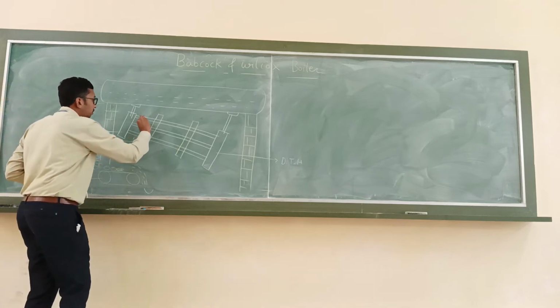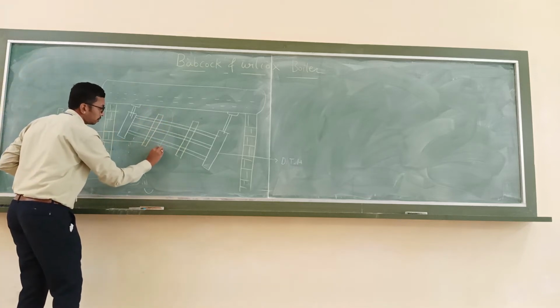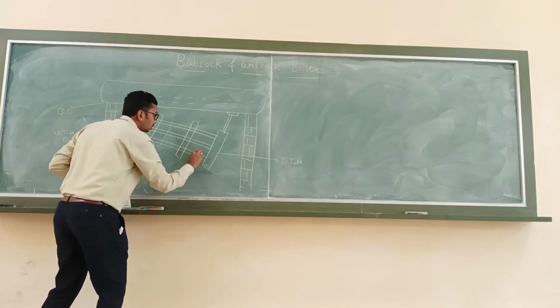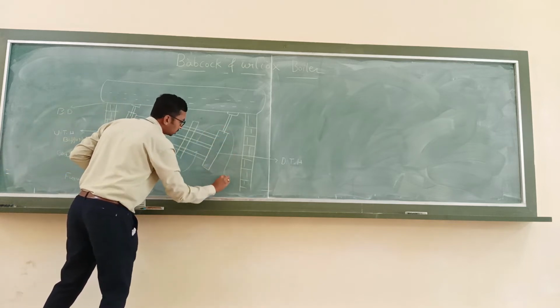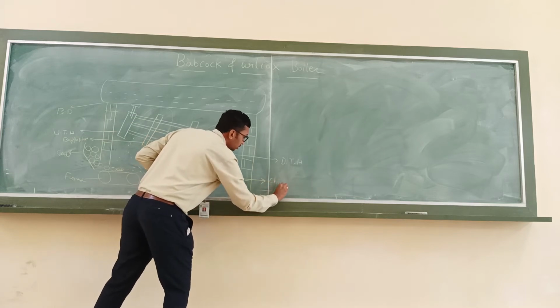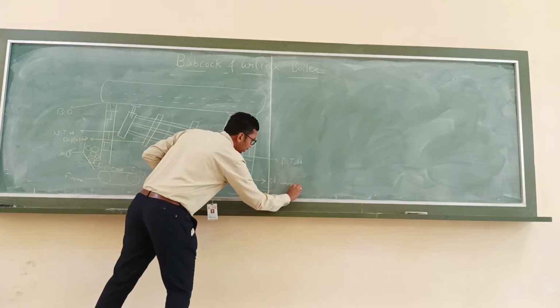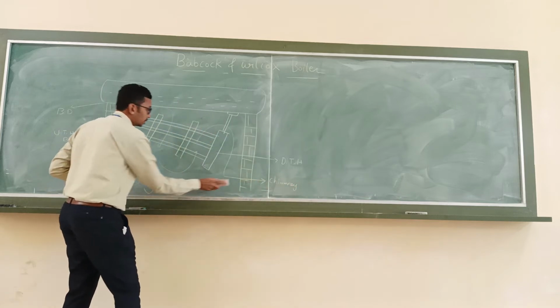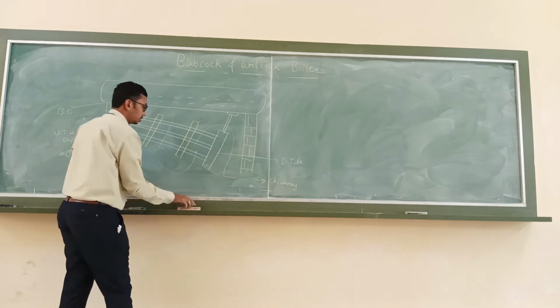See, it goes like this, it comes like this. Then it will go like this. Then it will go like this. Then after that, where does it go? Chimney. It goes to the chimney. So this is the chimney.